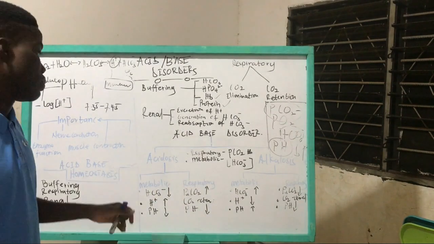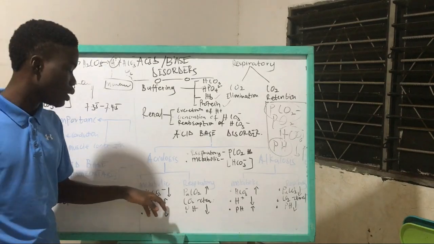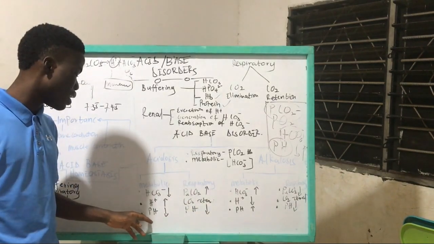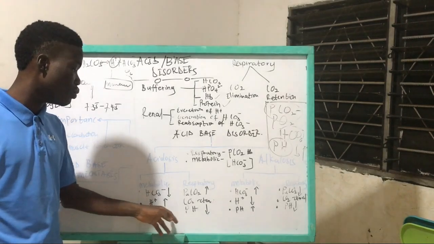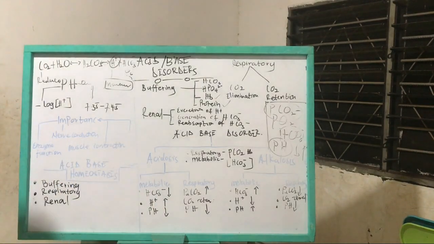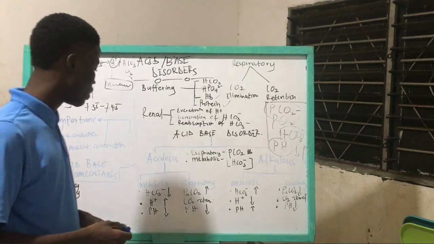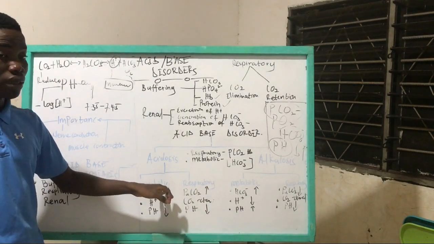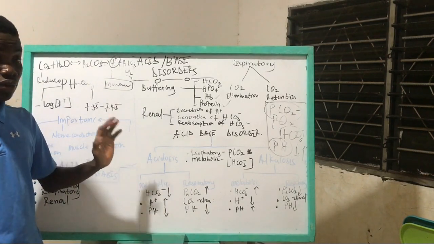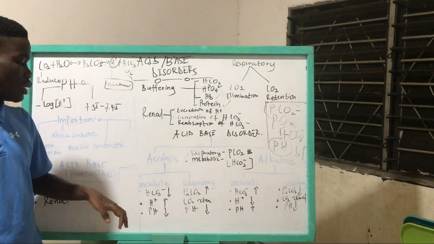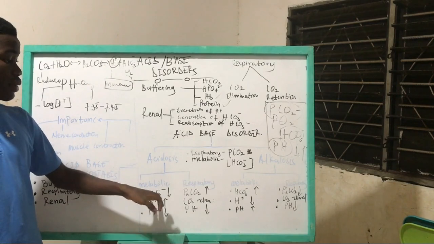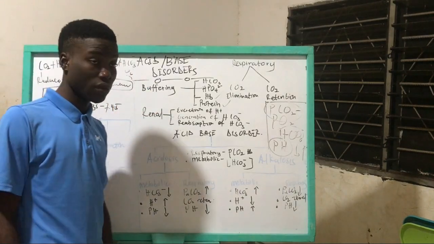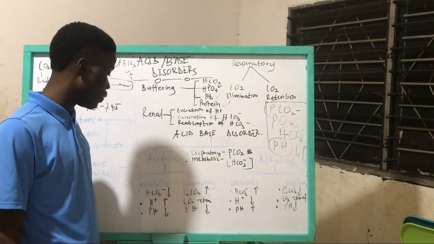Let's check the parameters for the metabolic. We have the hydrogen carbonate being reduced, the hydrogen ions being increased, and the pH being reduced. So this is what actually happens in metabolic acidosis. The hydrogen carbonate reduces. Just presume that the hydrogen carbonate is what is basic. So there's a reduction here, and then there's an increase in hydrogen ion concentration. And once there's an increase in hydrogen ion concentration, definitely there is going to be a drop in pH.